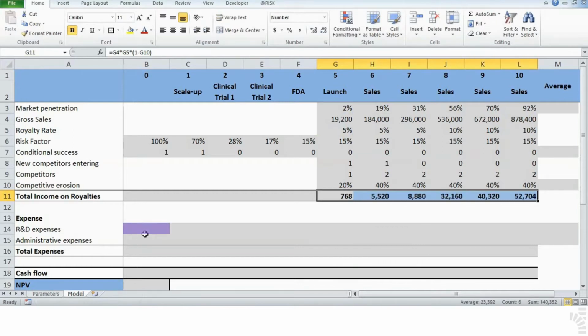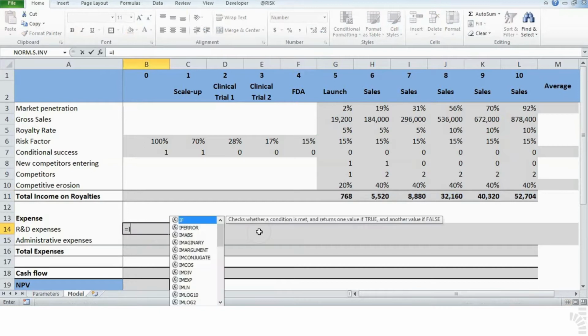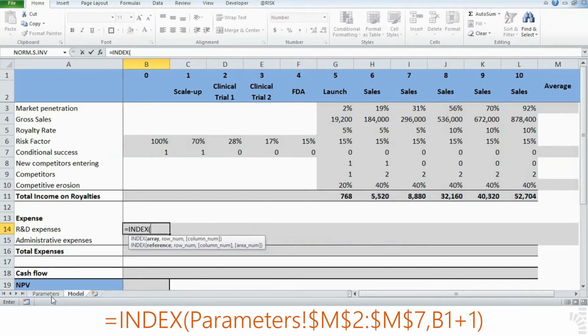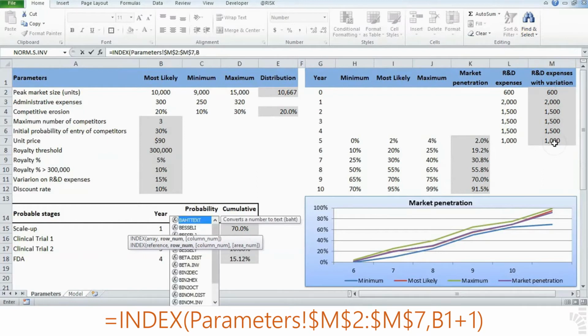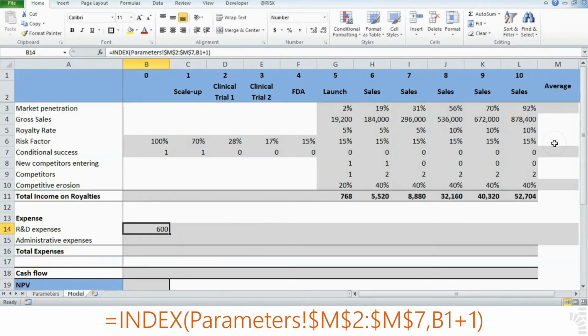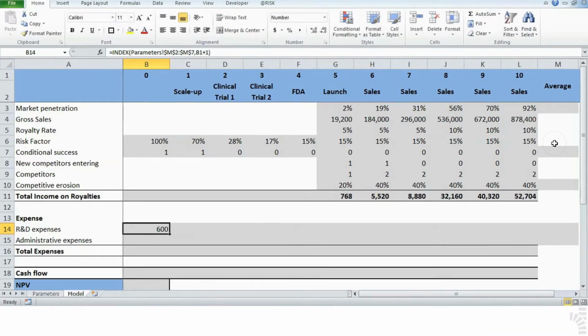57. On cell B14, enter the following formula: equals INDEX(Parameters!$M$2:$M$7, B1 plus 1). This formula retrieves a specific element out of a range, specified by parameters M2:M7. This range already contains the stochastic R&D expenses for each one of the first 6 years, starting on the previous year, all the way to the 5th period. 58. Copy and paste this cell to the remaining range B14:G14 to complete R&D expenses.